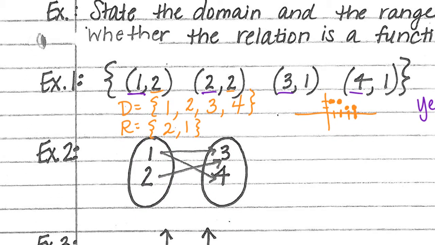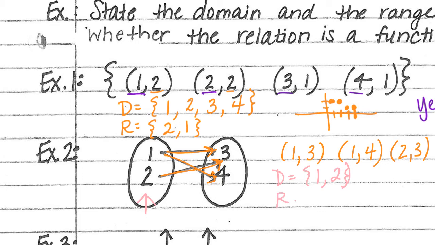Looking at this mapping, I'm going to write it out just so you guys can see. Notice the first coordinate is 1 and 3, and then 1 and 4, and then 2, 3. Well, let's go ahead and name the domain. The domain is 1 and 2. It's placed so nicely for me right here. And I can name the range. The range is 3 and 4. But because this 1 is repeated, it is not a function.